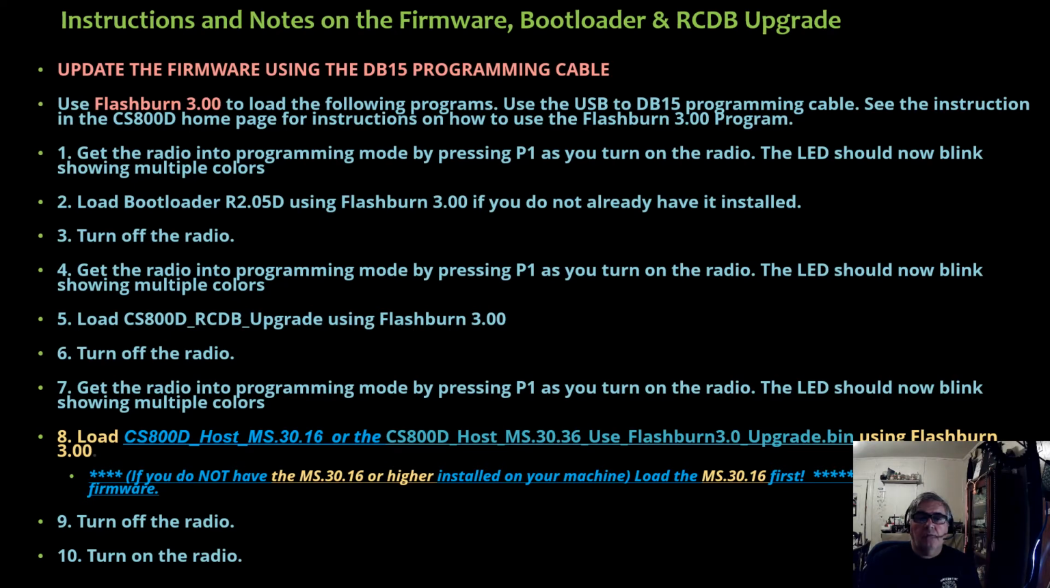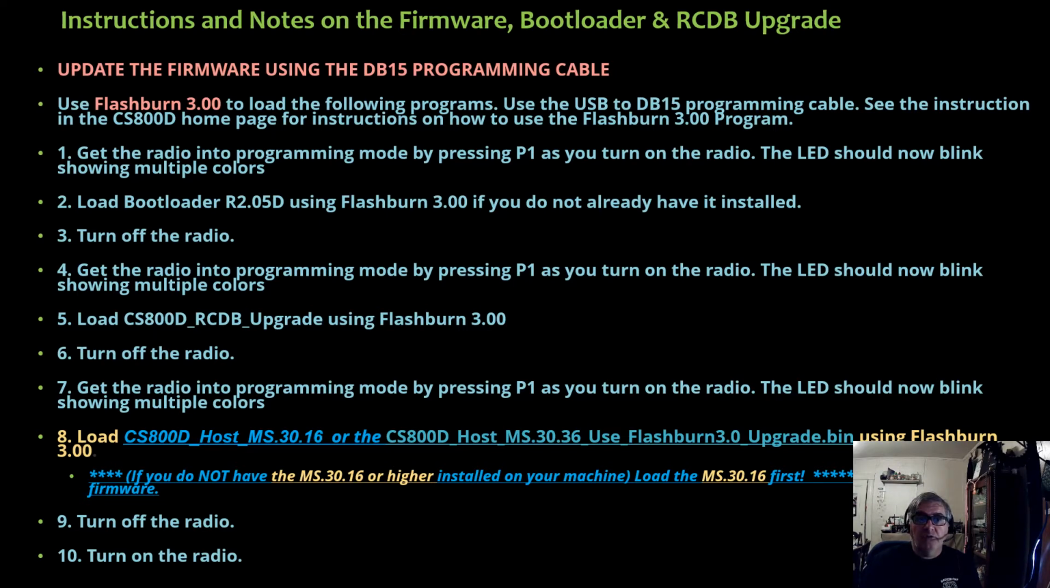Get the radio into program mode by hitting the P1 as you turn the radio on. So hold the P1 button down, turn the radio on, you'll be in program mode. The LED should now blink, showing multiple colors. Load the bootloader first. So if you haven't downloaded it, go back and download the bootloader.